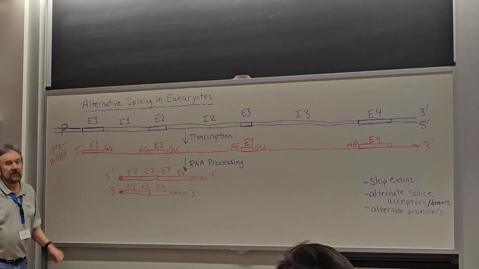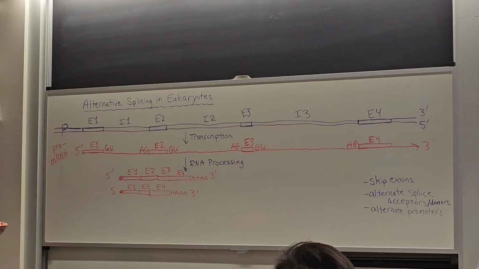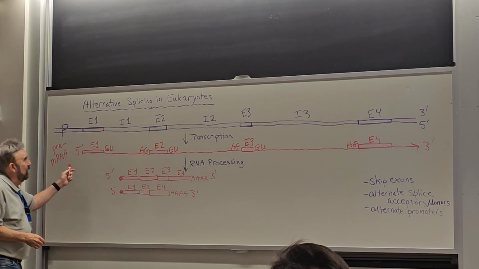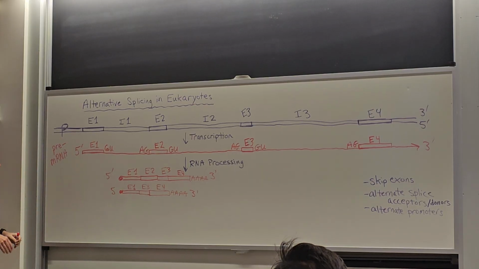That would be an alternative splicing where we skipped exon 2. You might also have an alternative splicing where you go E1 to E2 to E4, or E1 to E3 to E4, or E1, I think I already did that. Anyway, you get the idea.